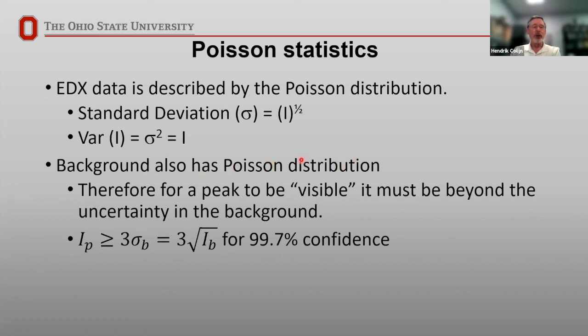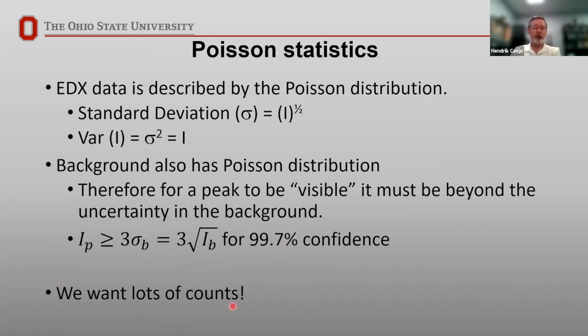Now, we also have a background here, and that will also have a Poisson distribution. So we have to do confidence testing to ensure that if we say that an element is present or is visible, that the peak is beyond the uncertainty in the background. So basically, we want lots of counts to make sure that our peak intensity is at least 3 times the square root of the background intensity. And then we can say with 99.7% confidence that that peak exists and that element is in our sample.